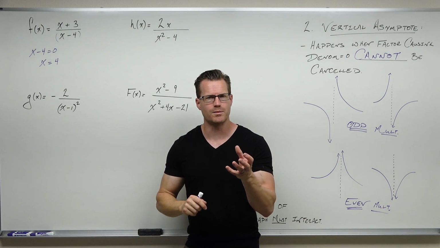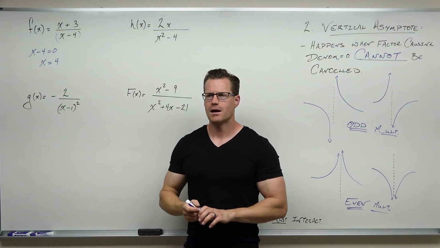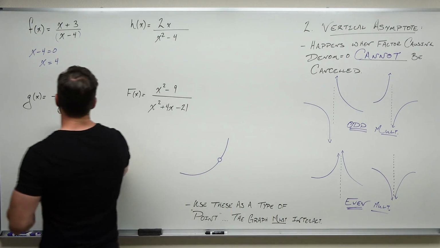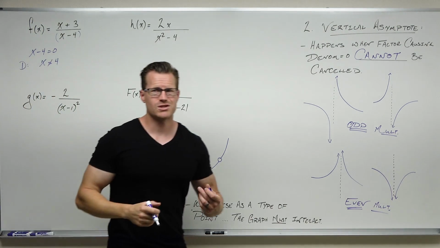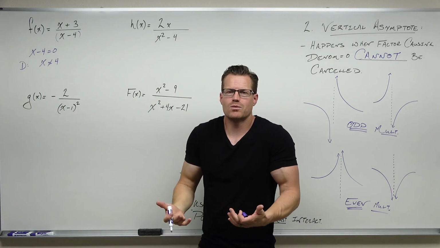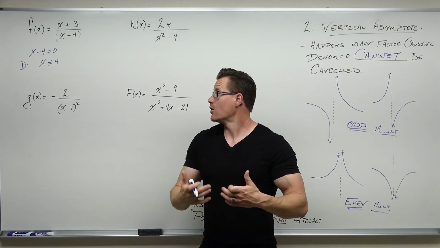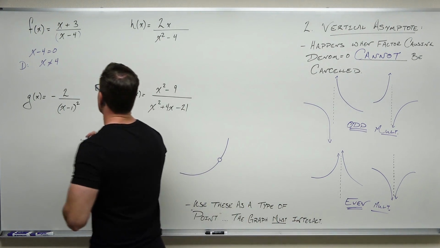That's a domain problem. So we know on our domain that we would say, all right, domain would be all real numbers except that x can't equal 4. If it does equal 4, we have a big problem.